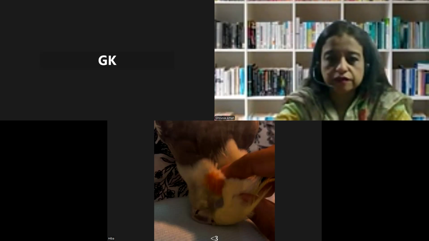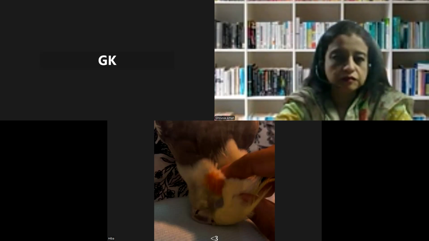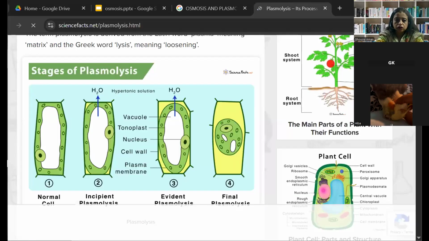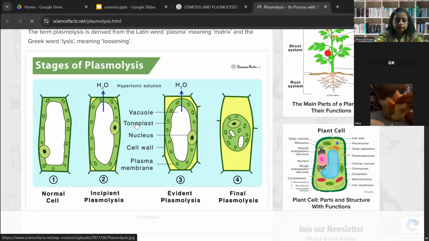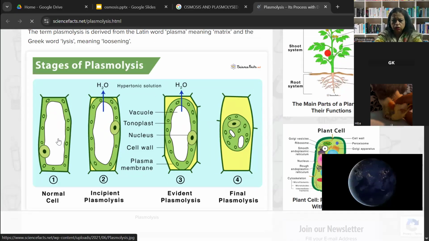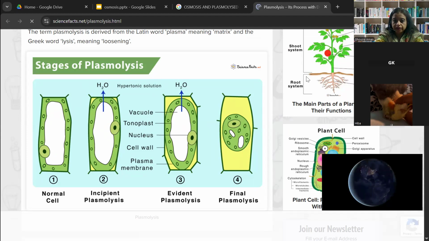Look at this picture. Okay, now see this picture. This is one plant cell. It is surrounded by a salt solution. So you can see gradually, slowly, in between the cell wall and cytoplasm, gaps are created. You know the reason why? Because water is moving out of this vacuole from high to low concentration.